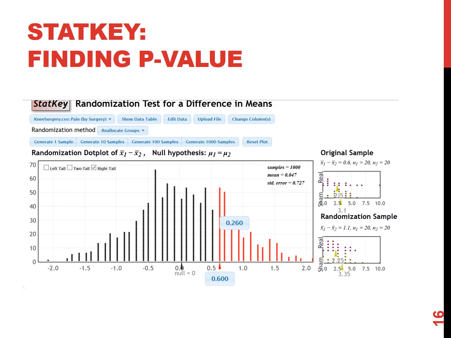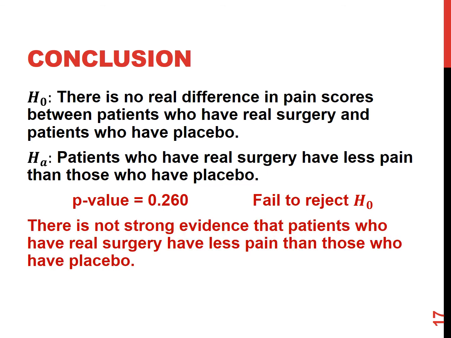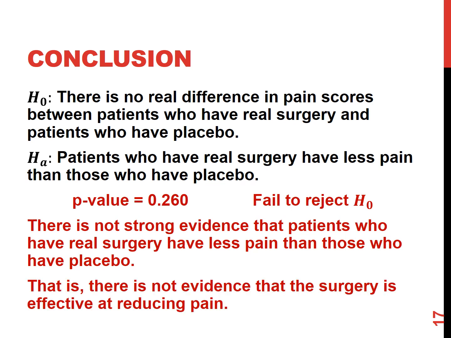Now we're going to use the p-value to draw a conclusion from our test. So we had our null and alternative hypotheses, and our p-value is 0.260, which is larger than 0.05. So we are going to fail to reject the null hypothesis. When we fail to reject the null hypothesis, it does not mean that we have evidence that it's true. It only means that we don't have strong enough evidence to refute it. So what we conclude is that there is not strong evidence that patients who have real surgery have less pain than those who have placebo surgery. That is, there's not evidence that the surgery is effective at reducing pain.